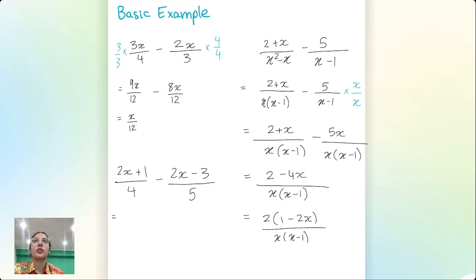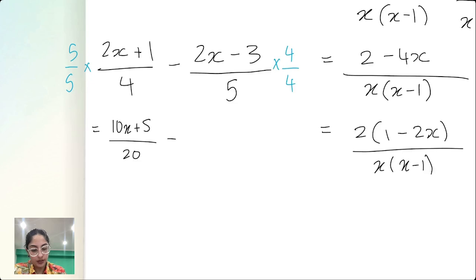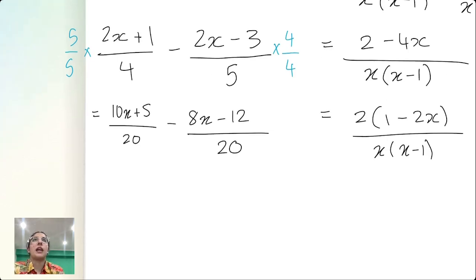So going through this question, seems pretty simple on the surface, so I'm going to just multiply the right by 4 on 4, multiply the left by 5 on 5, and I end up with 10x plus 5 all over 20 minus 8x minus 12 all over 20. So all I did in that step was just expanded the 4 into the numerator and expanded the 5 into the numerator. And now, this is the part where I see lots of mistakes happen.